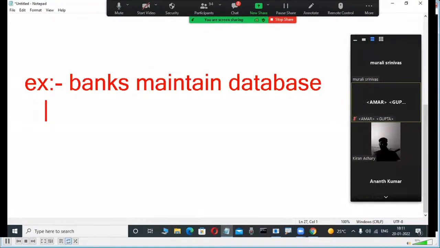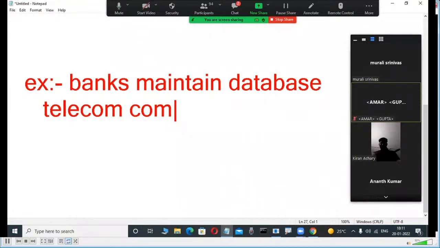Suppose telecom companies, so many examples are there, just roughly for easy understanding. Telecom companies maintain databases. Suppose you make a call to your friend or anything. Where will those call details be stored? In a database.